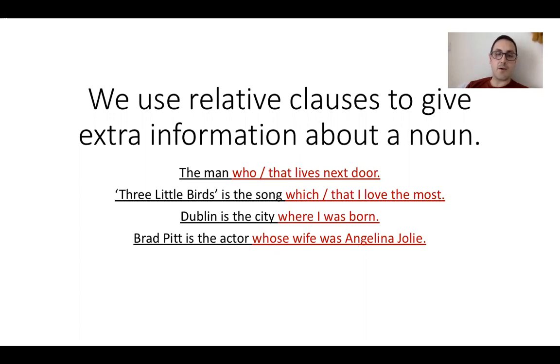So Three Little Birds is the song which or that I love the most. Now, the second clause, we need to make sense of the noun. If it's just Three Little Birds is the song, again, we need which or that I love the most. And then we have Dublin is the city where I was born. Okay, we need the where I was born to make sense of the first clause. And finally, Brad Pitt is the actor whose wife was Angelina Jolie. Okay, again, we need the second clause to make sense of the first.